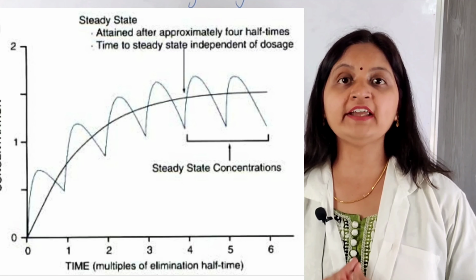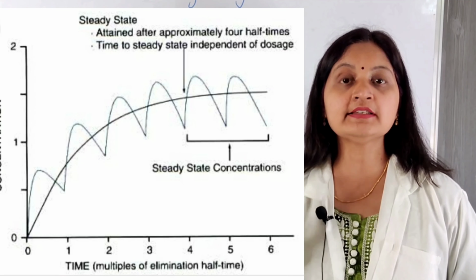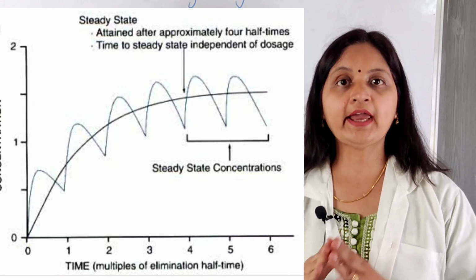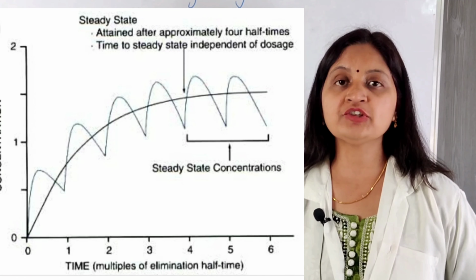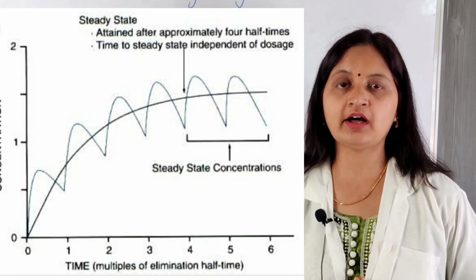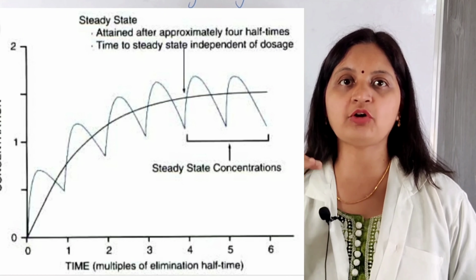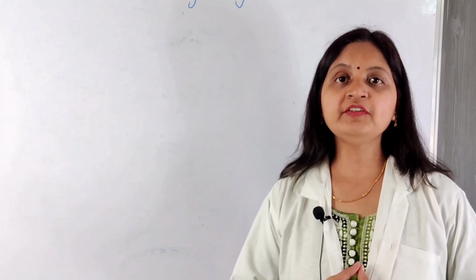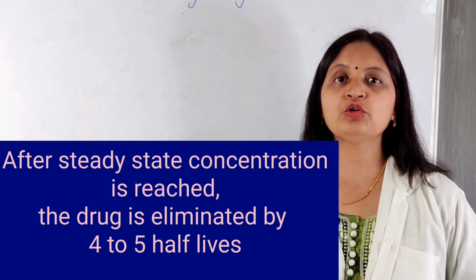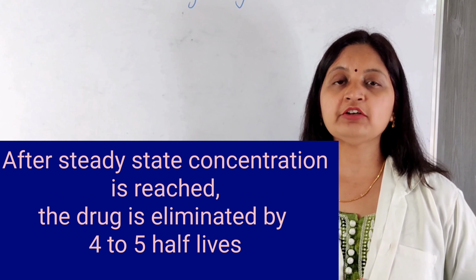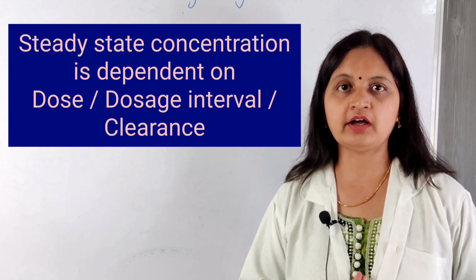So after 4 to 5 t-halves, a steady state concentration of the drug is achieved. And this is the state at which the drug entry is equal to the rate of elimination of the drug. And this is the point at which there is no further accumulation of the drug with repeated doses, and the plasma remains at the steady state concentration. Now, after the steady state concentration is achieved, the drug is eliminated from the body by 4 to 5 t-halves. The steady state concentration is dependent on dosage, dosing interval and clearance of the drug.